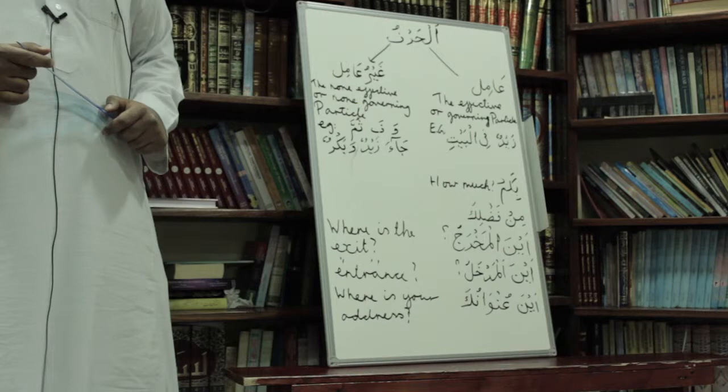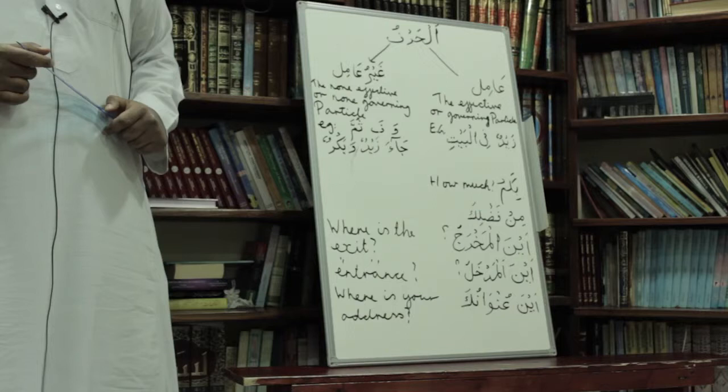There are two types of harf. One is amil, which means the effective or governing particle, a particle which has an effect on the word that will come after it. So in this example, Zaidun fil bayti, which means Zaid is in the house, fi is the particle here. Now, all words in their normal state will be in the state of Dhamma. So if fi wasn't there, this would have been al-baytu.